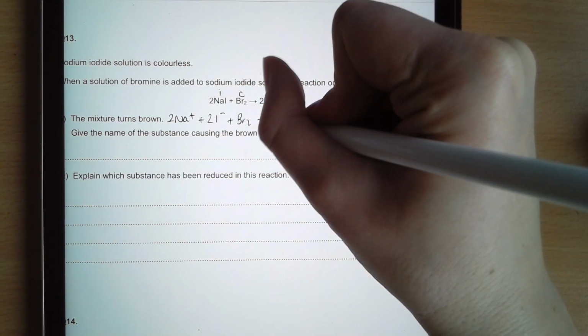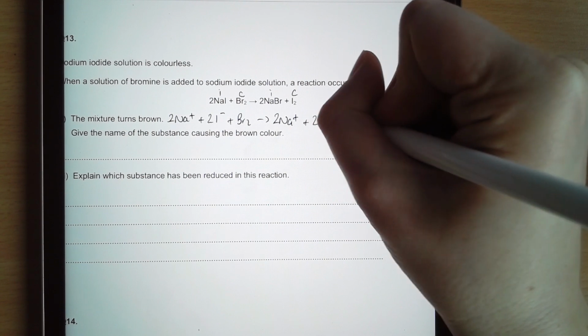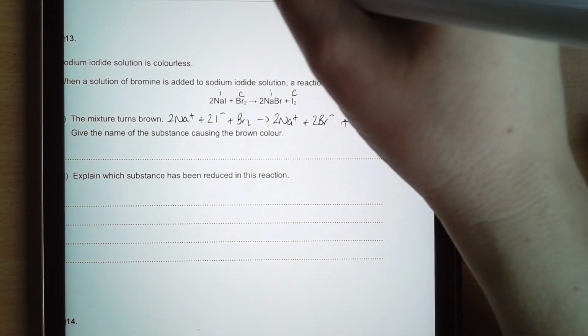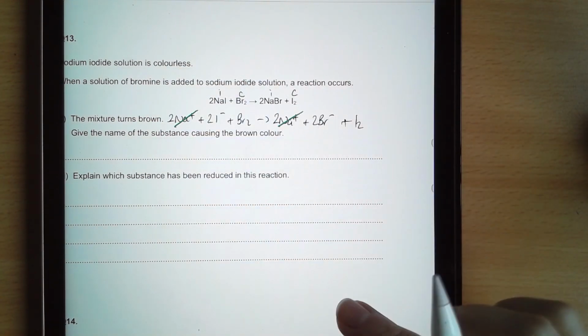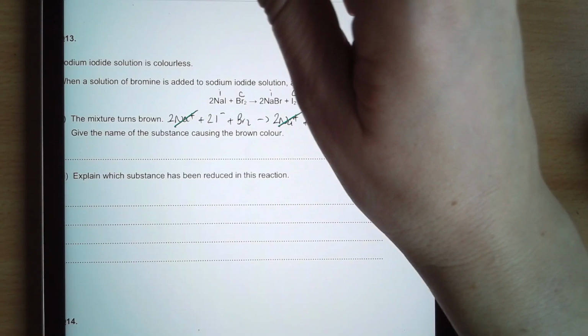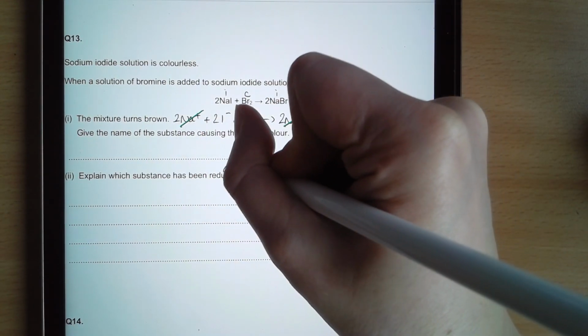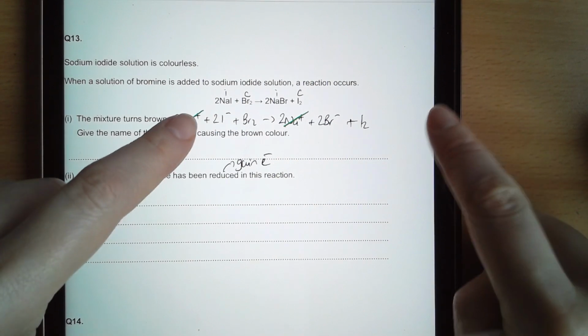Sodium bromide: sodium's in group 1, a +1 charge. Bromine's in group 7, a -1 charge. Iodine's covalent, it doesn't change. And you'll see that the sodiums cancel out. And now that I've got my charges, I'll be able to see what's being oxidized and what's being reduced. And we know OIL RIG, reduction is gain of electrons. So what's gaining electrons? All right, so the first thing I'm going to look at is how iodine changes.